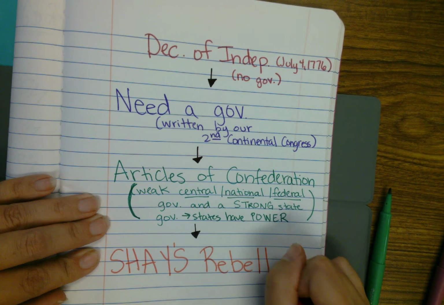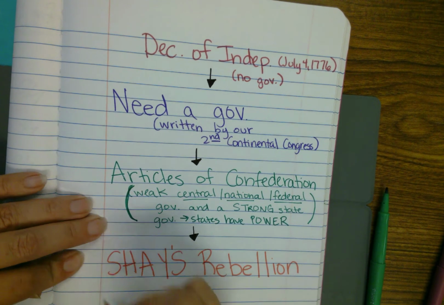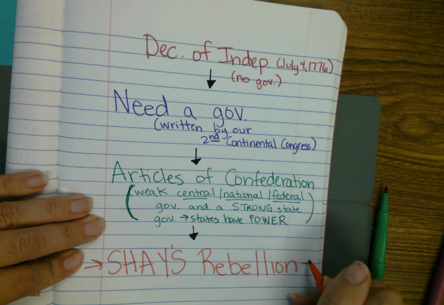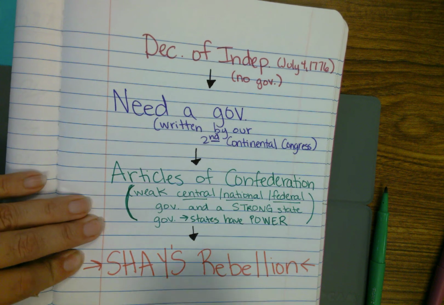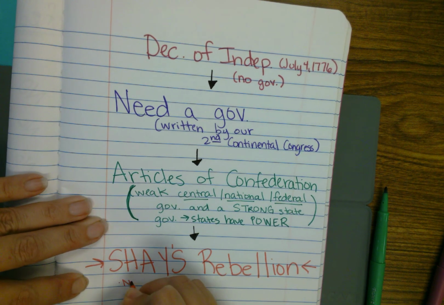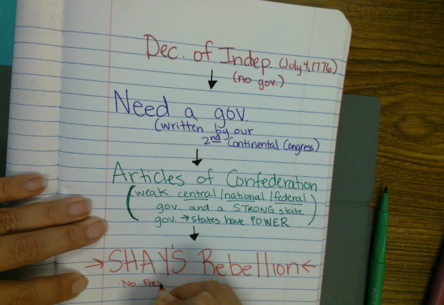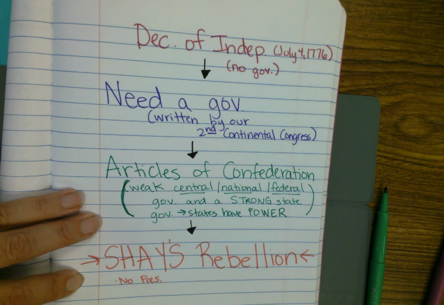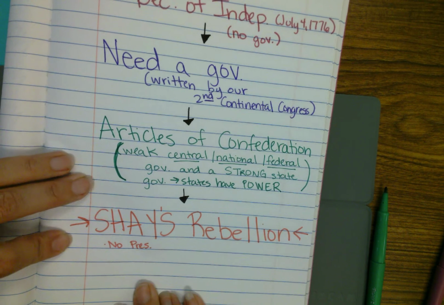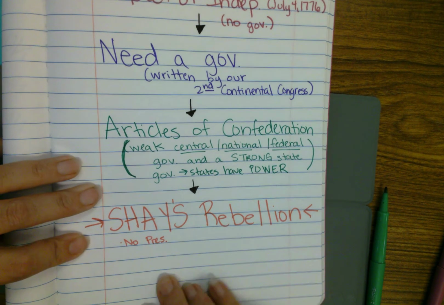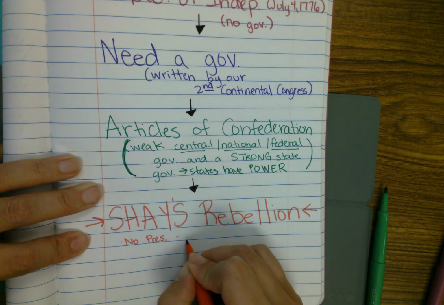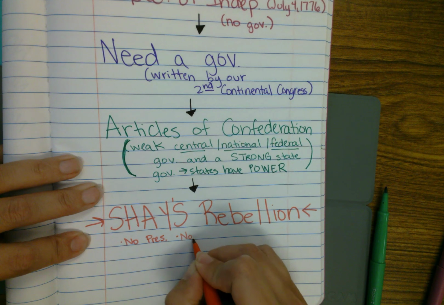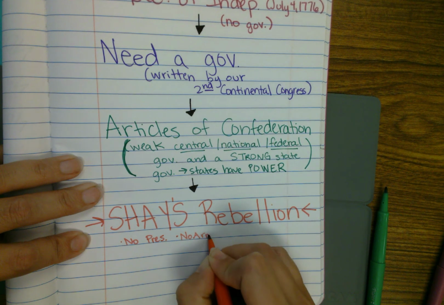And so it was at Shays' Rebellion where we really start to see the problems come to light. The idea of no president. There was nobody there to enforce the law. Nobody there to say, hey, stop. You guys can't do that. You cannot lead this rebellion. You cannot go in and burn those buildings down. There was no army to stop them.